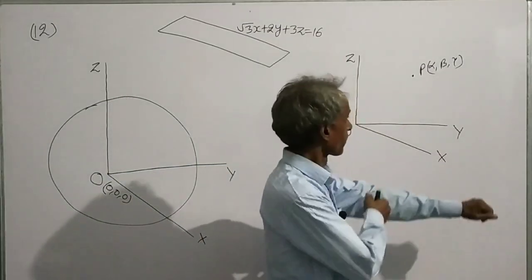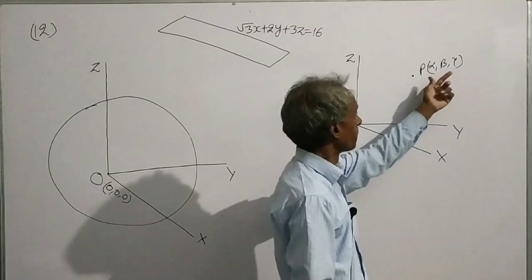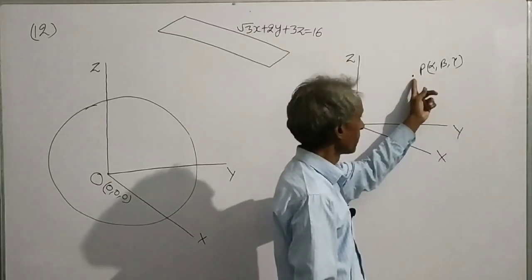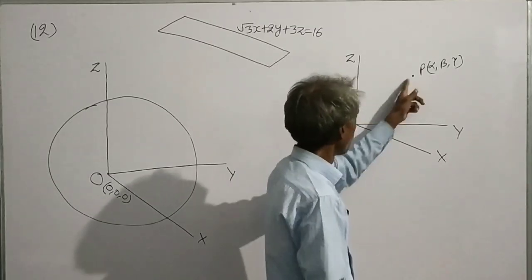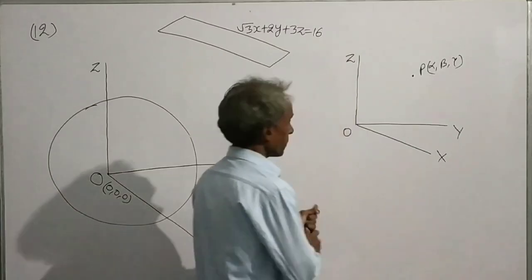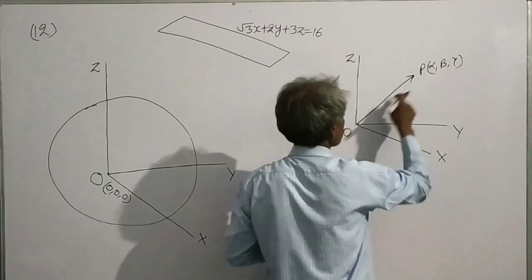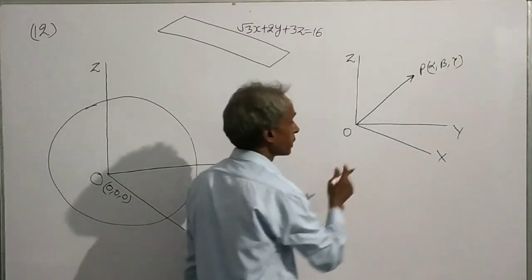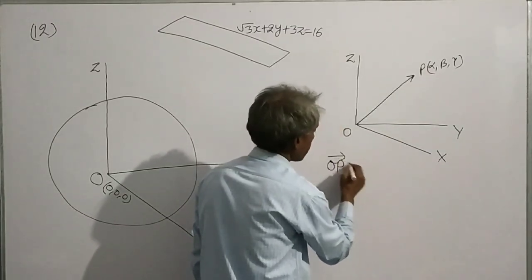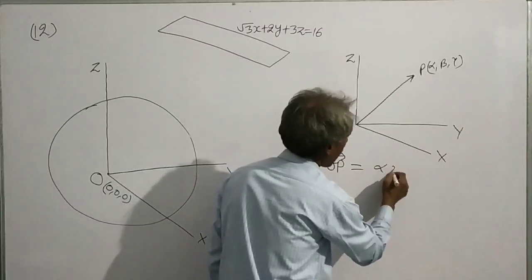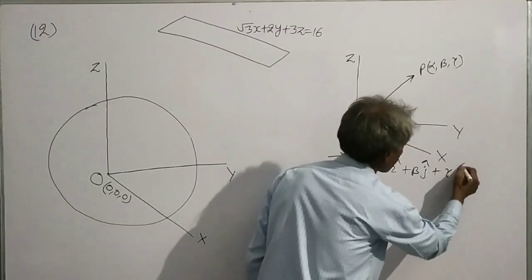In a space, if alpha, beta, gamma be the coordinates of any point P that is at a distance of 1 unit from point O, the origin, then this vector OP is called the position vector of point P, and OP is equal to alpha i cap plus beta j cap plus gamma k cap.